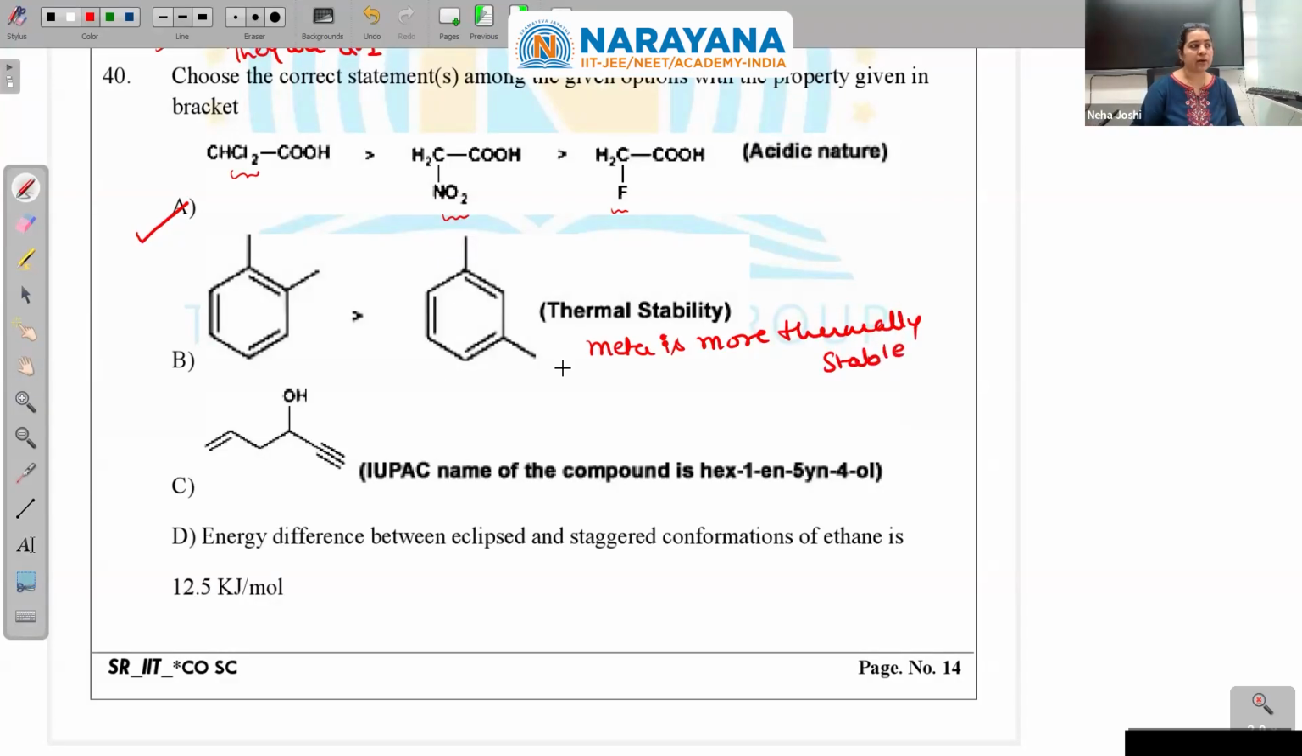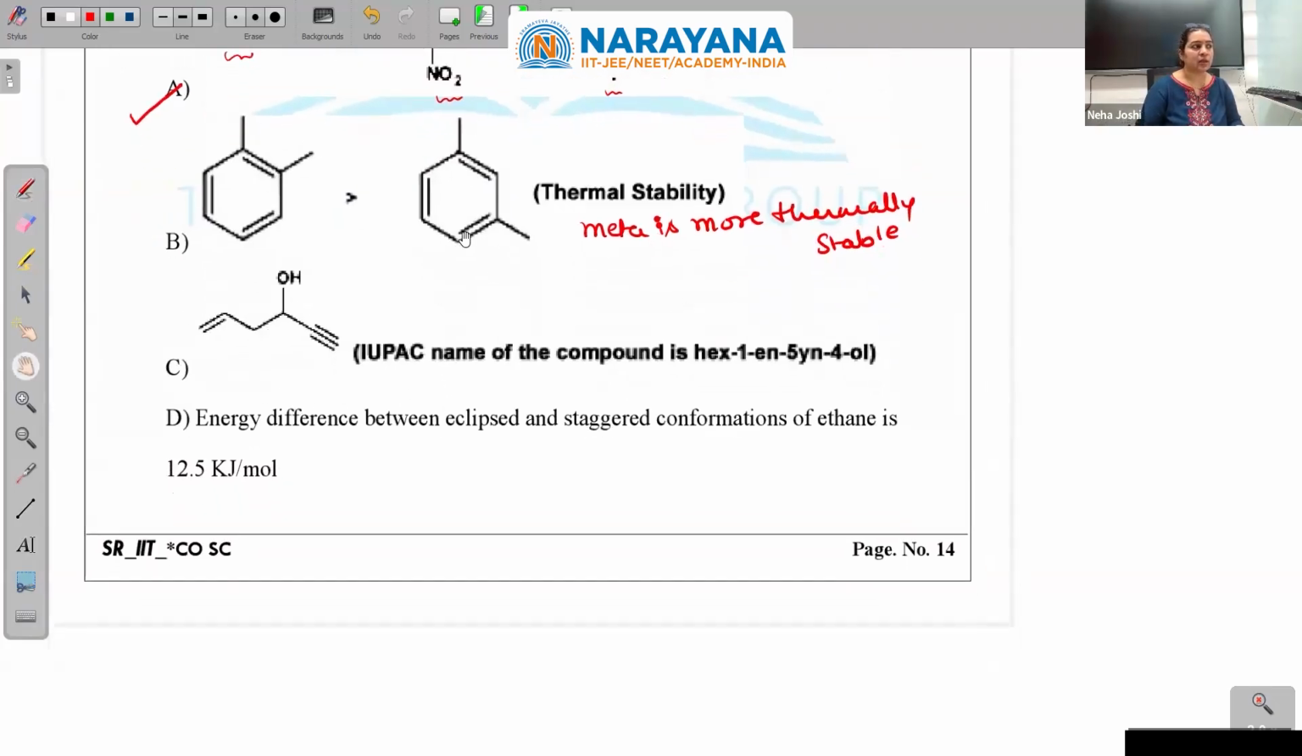Meta is found to be more thermally stable, so this is not correct. Moving to C. The IUPAC name of this compound is given as 5-ene, 4-ol. No, that is not correct. It has to be the smaller number for the functional group OH. So ene should be 5, yne should be 1, and ol should be 3, the rest are correct. It should be hex-5-ene-1-yne-3-ol. So these two can't be the answers.